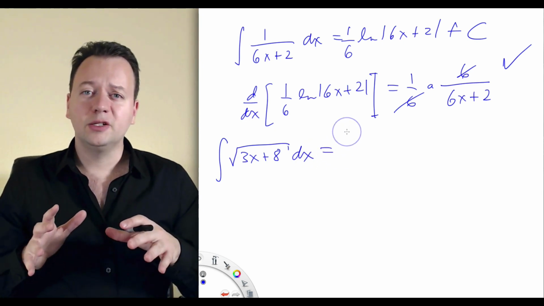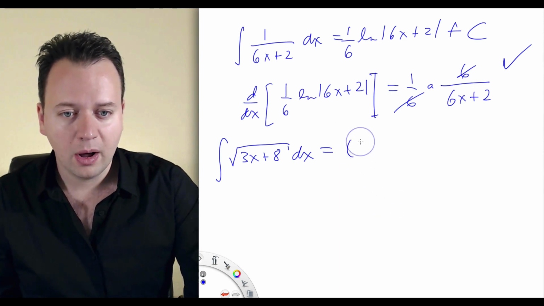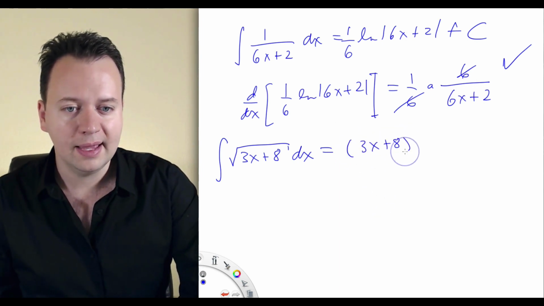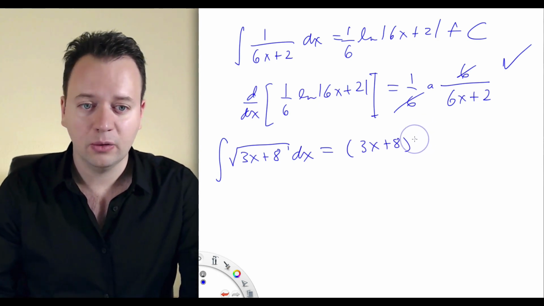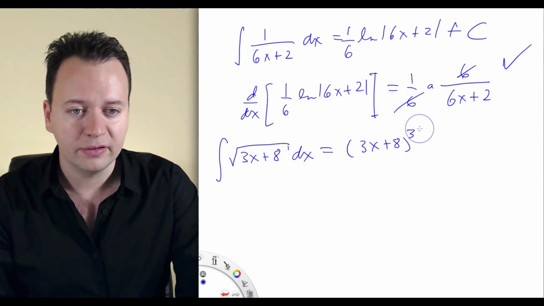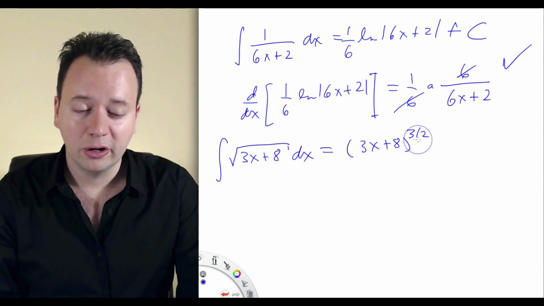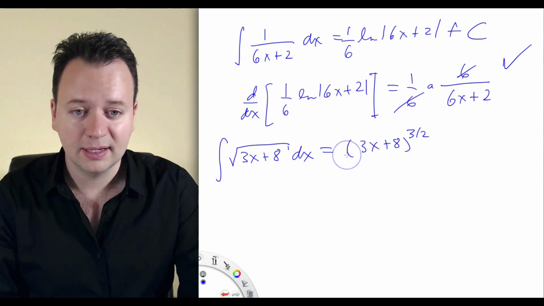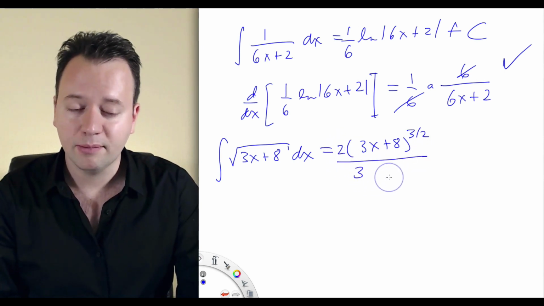Well, this is 3x plus 8 to the 1/2. So it would make sense that we would want 3x plus 8. Now we're adding 1 to the exponent instead of subtracting 1, so 1/2 becomes 3/2. Then we're going to divide by the new exponent instead of multiply, so we're going to divide by 3/2, which is like multiplying by 2/3.